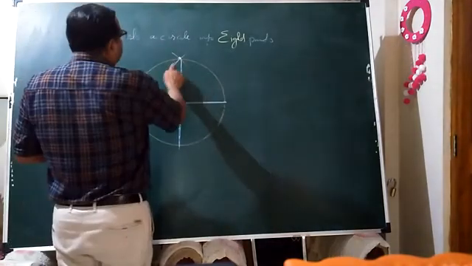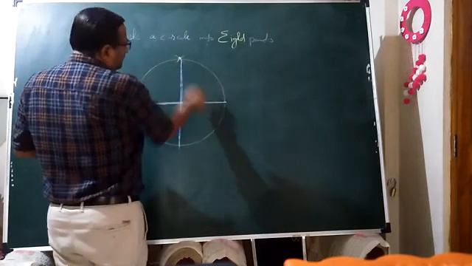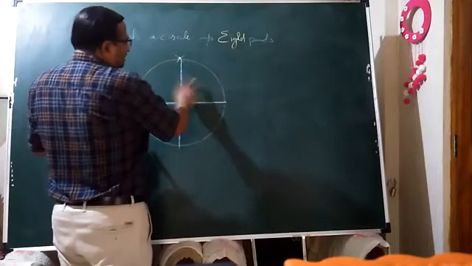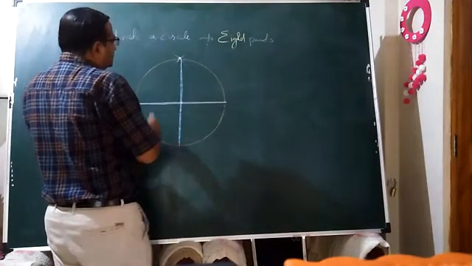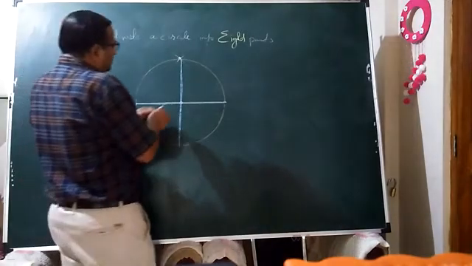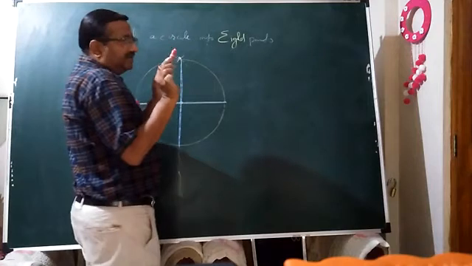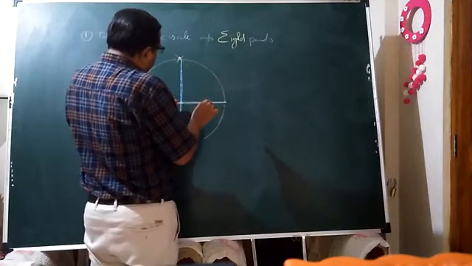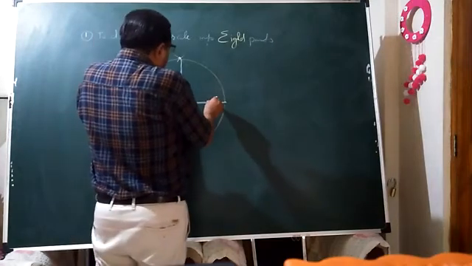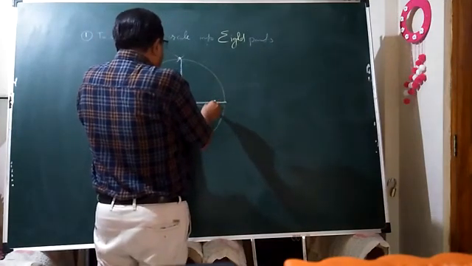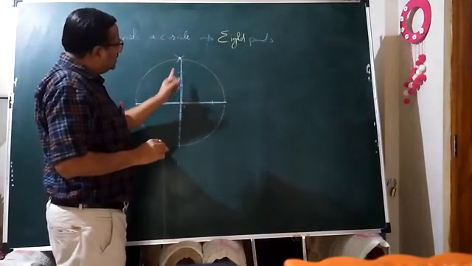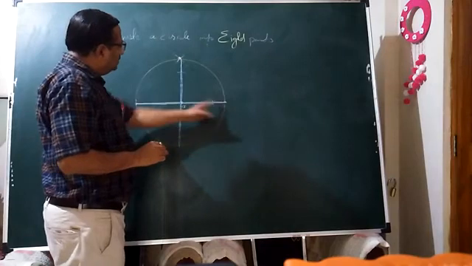Now simply what you have to do, bisect these sectors. First of all this and second this. How to bisect? Angle bisection method. Very simple. Pick any distance in compass, and suppose O is the center of the circle. Get two arcs on these two lines. First I will get here, another one here. Two equidistant arcs I have drawn, these points I have got on these two lines.